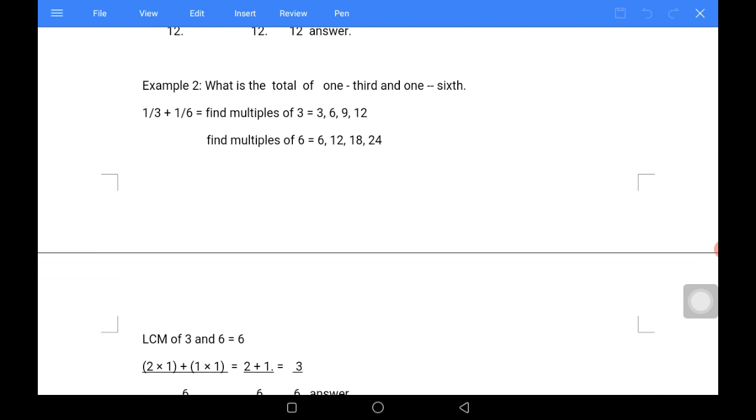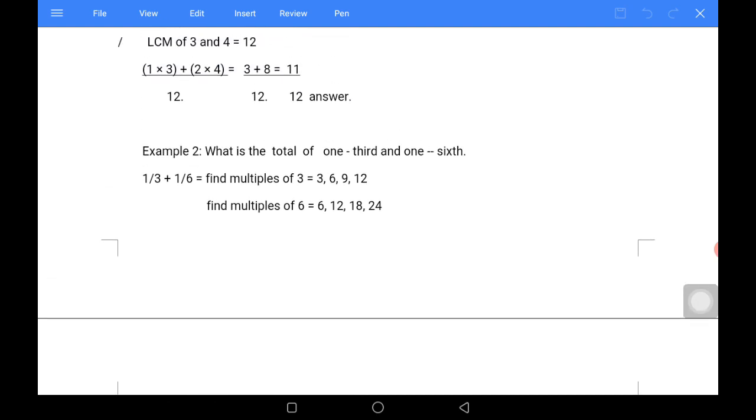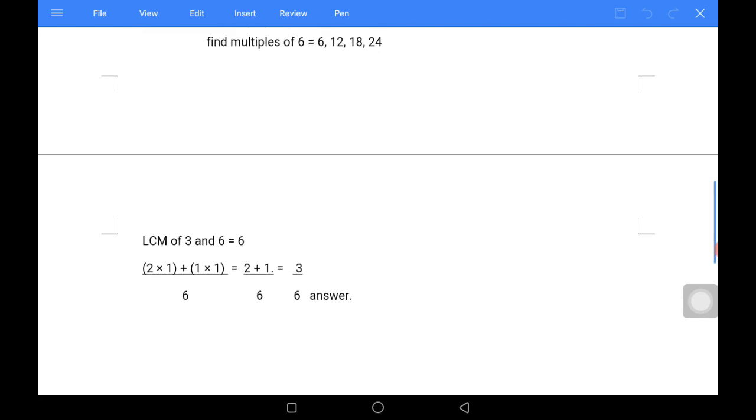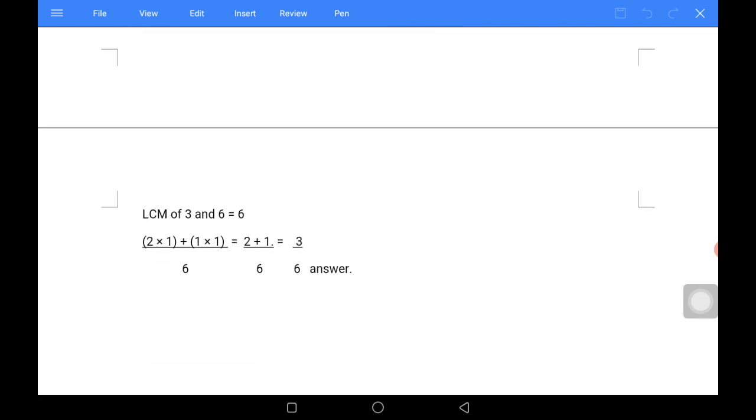Now, if you look at it, you have 6 and 12 in the multiples of 3, and 6 and 12 in the multiples of 6, that are common to both sides. Now you will take the lowest. Which one is the lowest common multiple? You will discover that 6 is the lowest common multiple among the two. So therefore, our LCM of 3 and 6 is equal to 6.